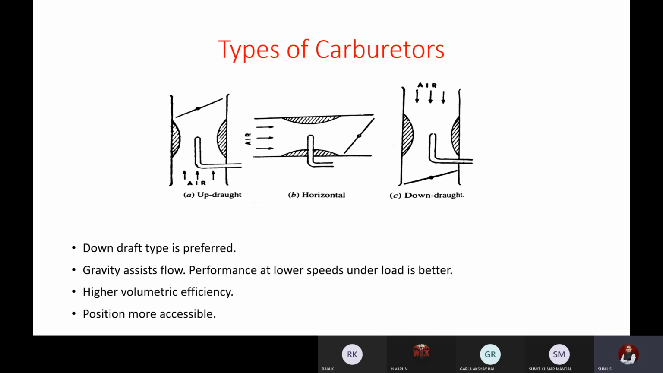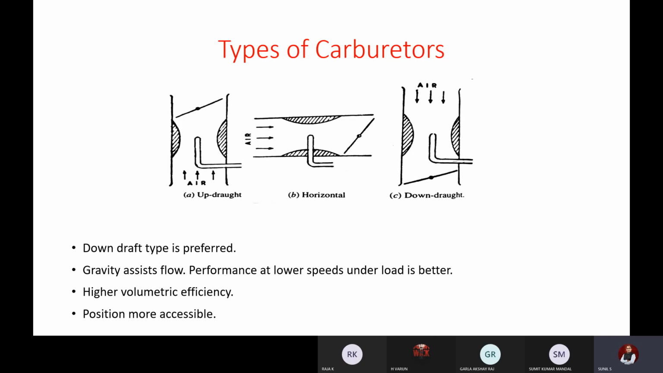Next is the horizontal. In the horizontal pipeline-like structure, air will be flowing, and the fuel will be sprayed through a fountain-like structure here, and it has to flow. Again here gravity doesn't help. Downdraught is where air will be moving in the downward direction. Fuel particles will be sprayed over here so that air and fuel mix and it goes through the throttle. So these are the three different combinations.